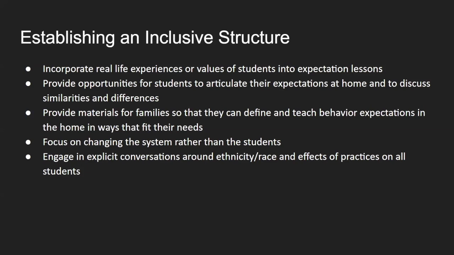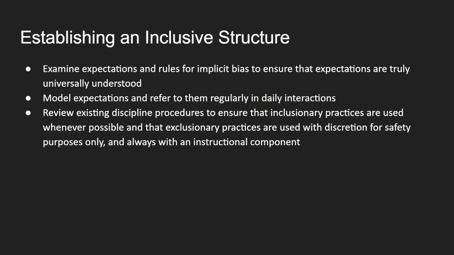So you're not trying to make your students fit your classroom culture. You're not trying to make your students fit your classroom routines. You are changing the way that you do everything so that it fits all of your students, so that it's inclusive. Engage in explicit conversations around ethnicity, race, and effects of practices on all students. So being open again, like how I mentioned about my students wanting to ask me questions, being open to having those conversations. Examine expectations and rules for implicit bias to ensure that expectations are truly universally understood. So making sure that your expectations are clear and support all students.